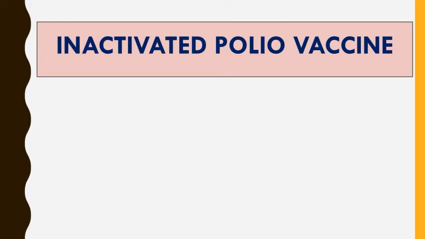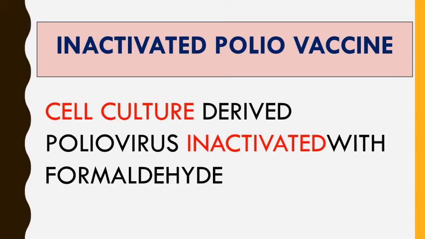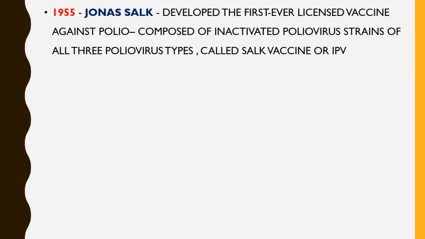It is composed of cell culture derived poliovirus inactivated with formaldehyde. In 1955, Jonas Salk developed the first ever licensed vaccine against polio, and it was composed of inactivated poliovirus strains of all 3 poliovirus types and was called the Salk vaccine or IPV.